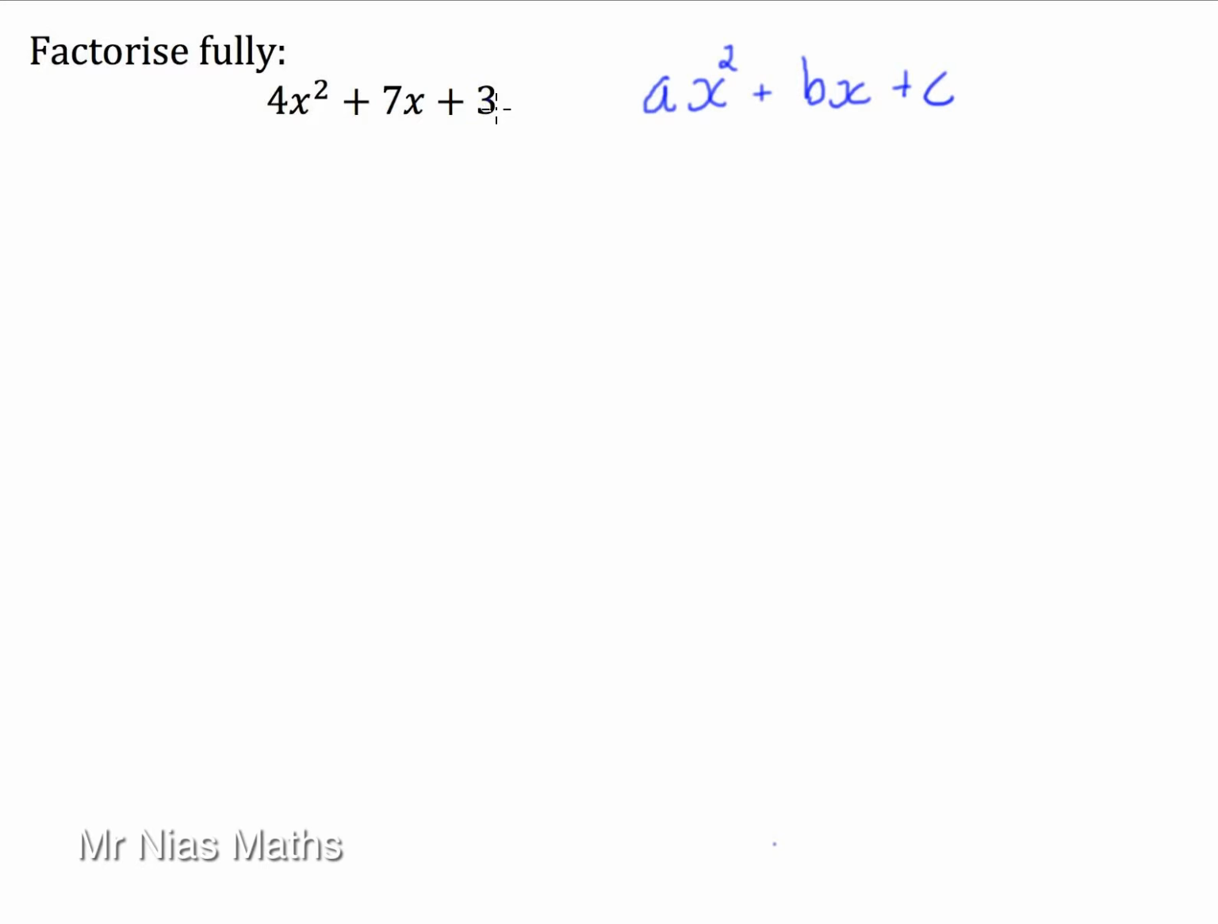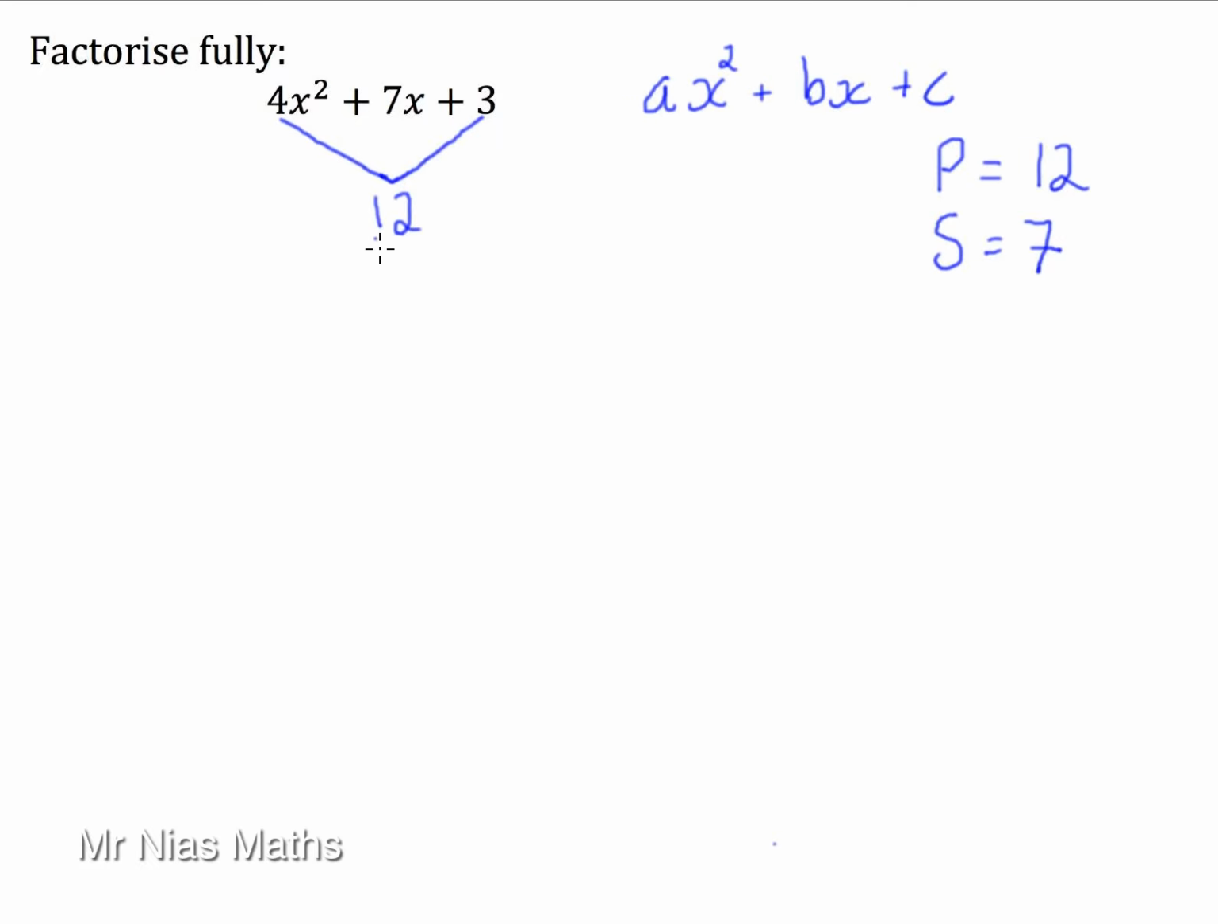And usually we'd be looking for a number which multiplied together to make c, this 3, but added together to make the 7. But because the number in front of x squared is greater than 1, we need to slightly adapt that. So first of all, we multiply a and c together. So 4 times 3 is 12. And now we're going to look for two numbers whose product is 12, but whose sum, when we add them together, is still this 7, the b in the centre there.